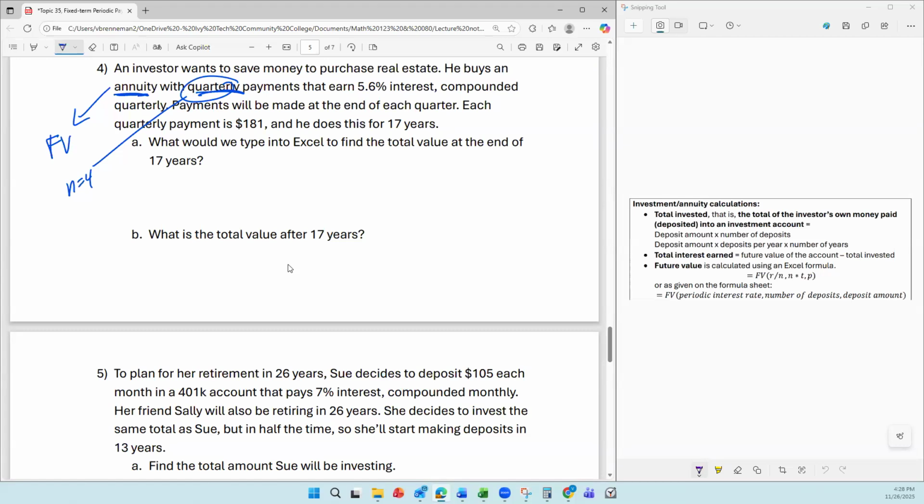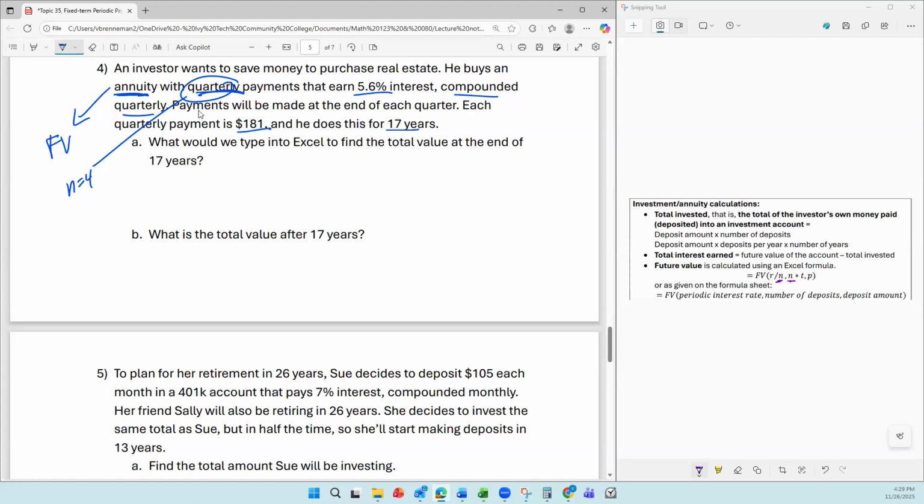So the N here, same as in the 1 plus R over N to the NT, depends on how often the payments are made. So quarterly payments, compounded quarterly, we're going to use 4 for N. The payments being made at the end of each quarter doesn't matter. It's always going to say that. So 5.6% interest, and each payment is 181. He does this for 17 years.